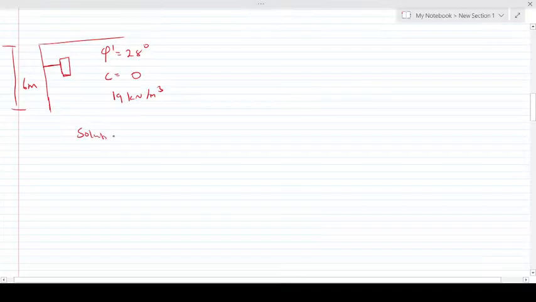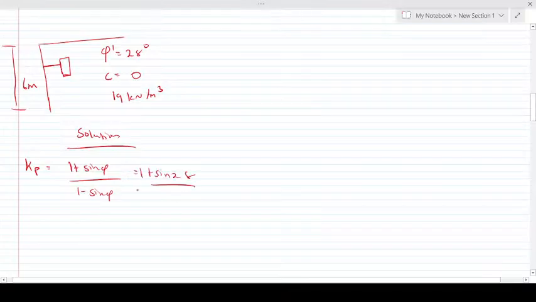Again, we are going through our 5 procedures. So we find our Kp, which is simply 1 plus sine phi over 1 minus sine phi. So we have 1 plus sine 28 over 1 minus sine 28. In doing this, we have our Kp to be 2.7698. The next thing is to find the lateral force at the respective distance. And we know that the formula is given by gamma h Kp plus 2c prime root of Kp.